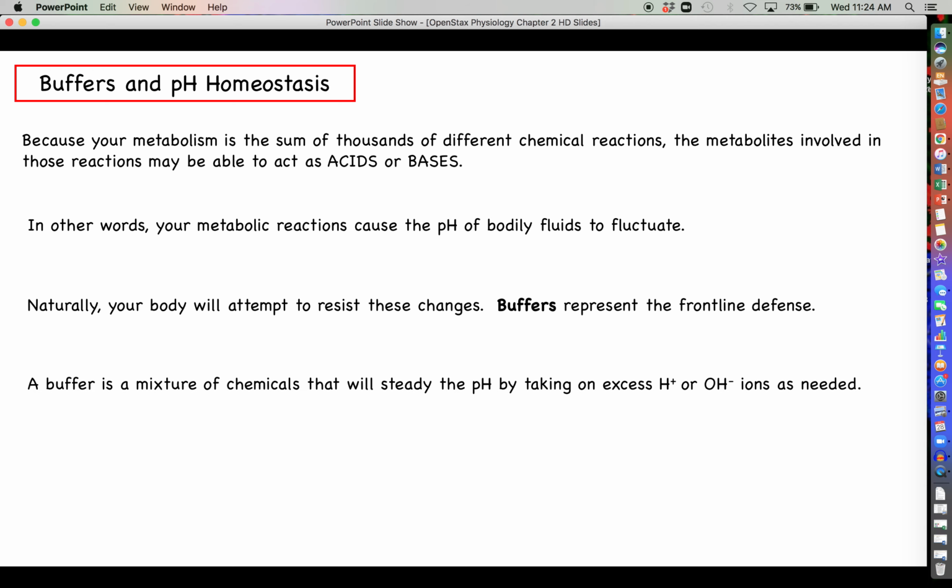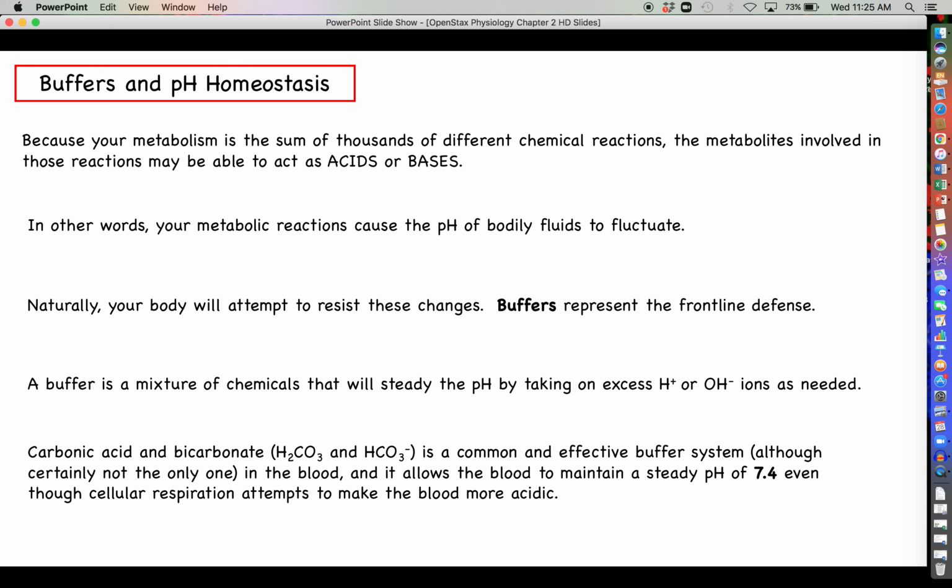A buffer is a simple mixture of different chemicals that will steady the pH by taking on excess hydrogen or hydroxide ions as they are produced. So if a particular metabolic reaction starts producing a lot of hydrogen ions, these buffer molecules can actually react with those hydrogen ions, take them on and absorb them so that those new hydrogen ions do not contribute to the pH value.